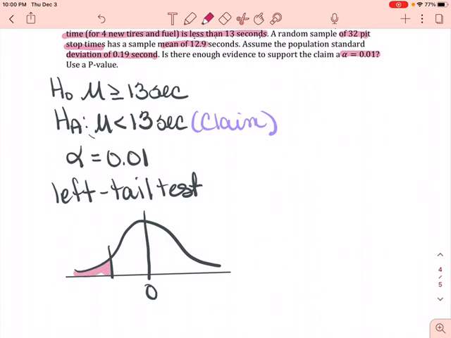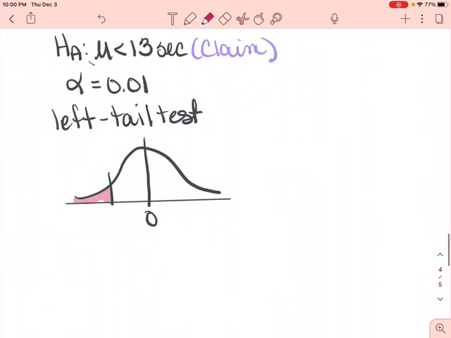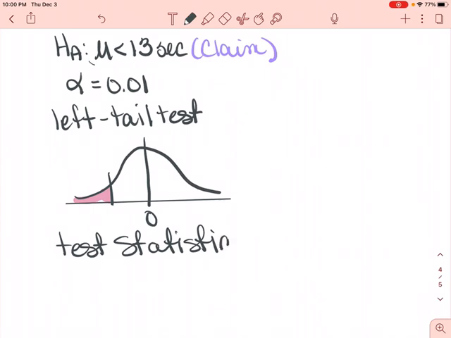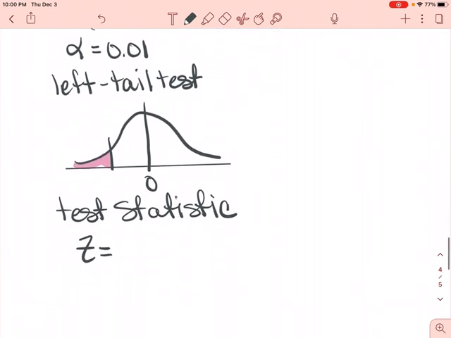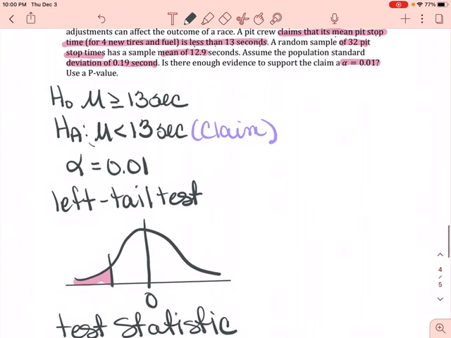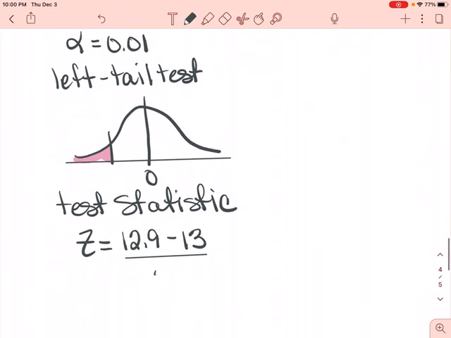Okay, so let's find our test statistic. Okay, so we're going to do z equals, our sample mean was 12.9 minus our population mean, which is 13. Our population standard deviation is 0.19. And our sample was 32.